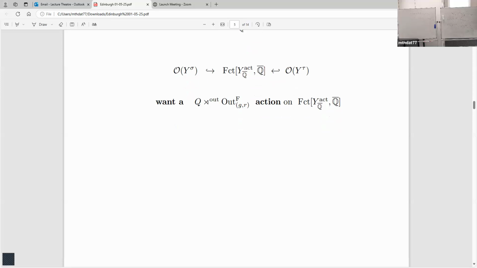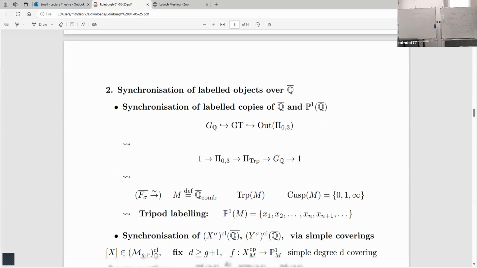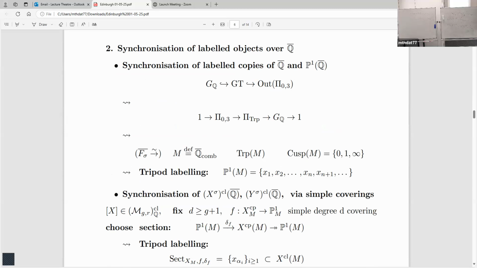So I want to explain briefly how this is done. So first, we want to construct a single copy of Q bar, an out F copy, or it was referred to in the talk by Tsujimura as a combinatorial copy. So this Q bar combinatorial would be an out F version of Q bar. So how does one do this?